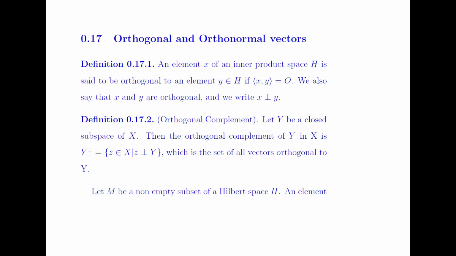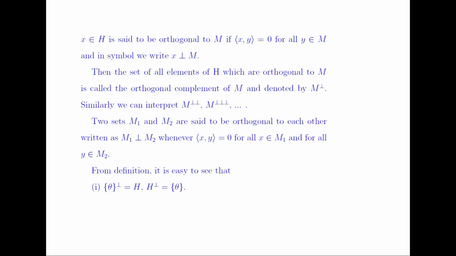Let M be a non-empty subset of a Hilbert space H, and an element X is said to be orthogonal to the set M if the inner product of X comma Y is equal to 0 for all Y in M. In symbols we write X is perpendicular to M. Then the set of all the elements of H which are orthogonal to M is called the orthogonal complement of M and denoted by M perpendicular. Similarly, we can interpret the other notations like M perpendicular perpendicular, and so on.